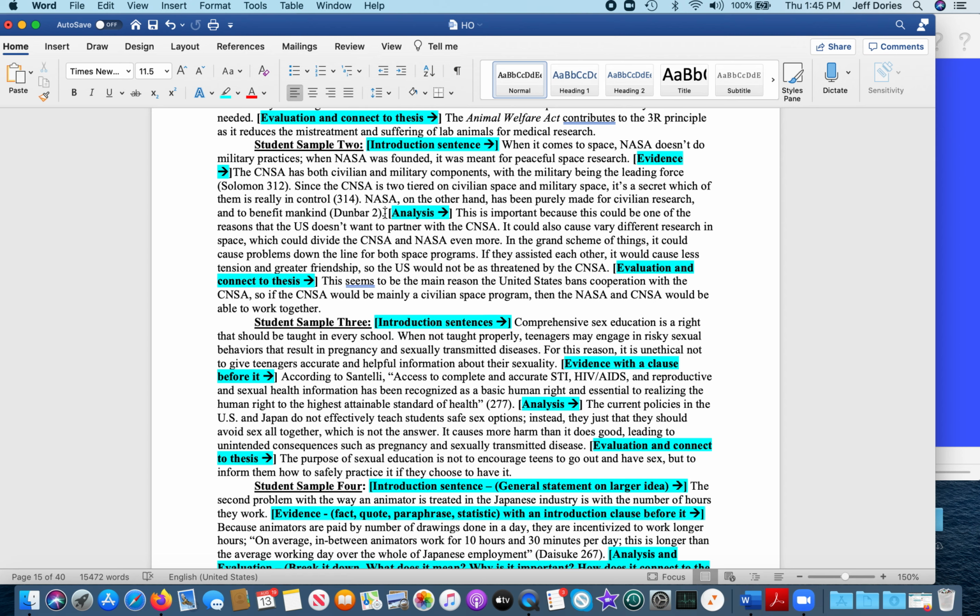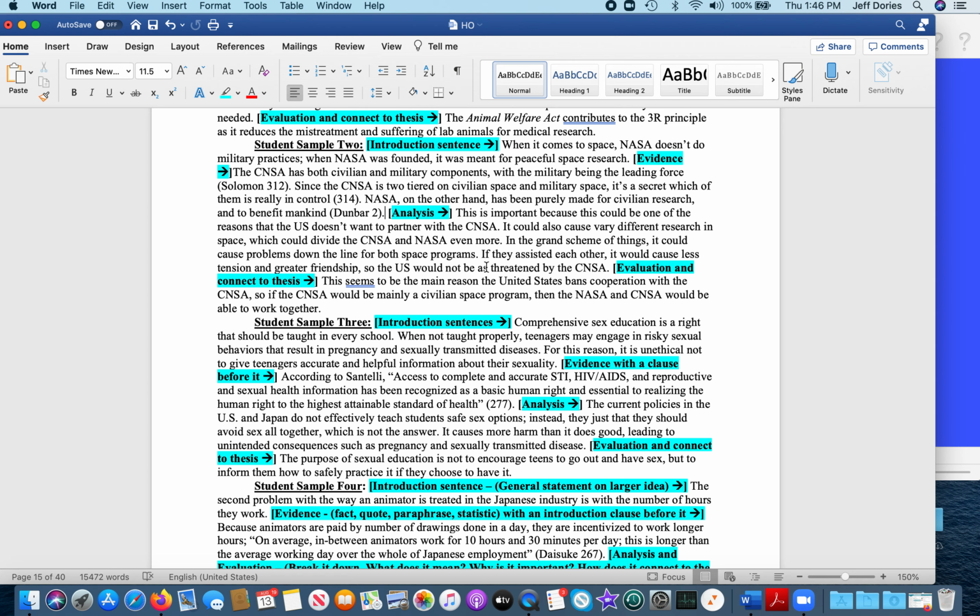This is important because this could be one of the reasons that the U.S. doesn't want to partner with the CNSA. It could also cause very different research in space, which could divide the CNSA and NASA even more. In the grand scheme of things, it could cause problems down the line for both space programs. If they assisted each other, it would cause less tension and greater friendship, so the U.S. would not be as threatened by the CNSA. Okay, that's pretty strong analysis, breaking down why that's important.